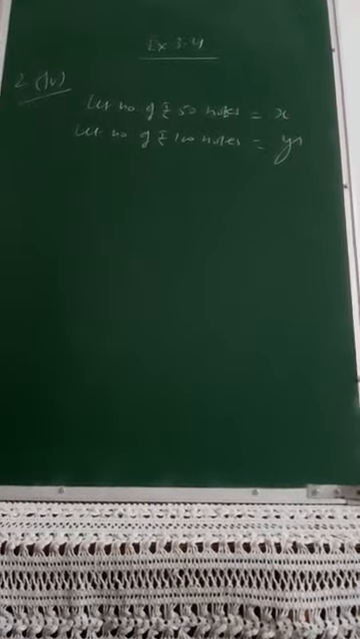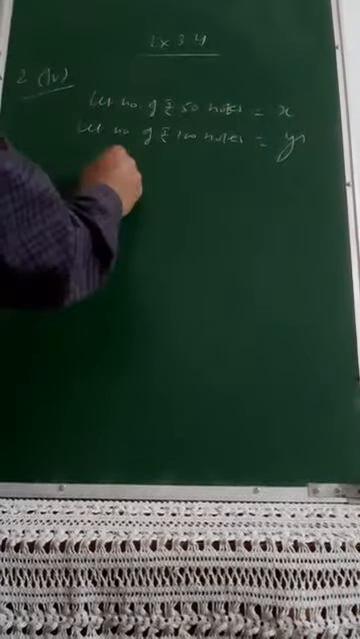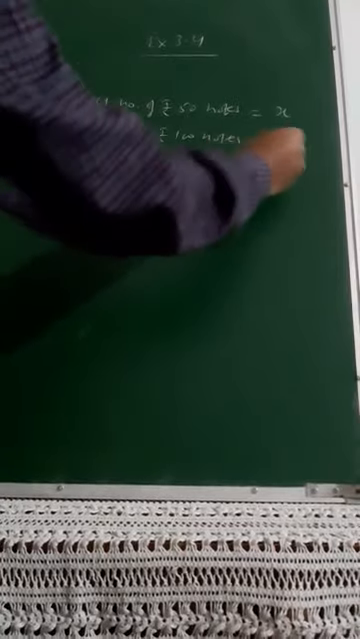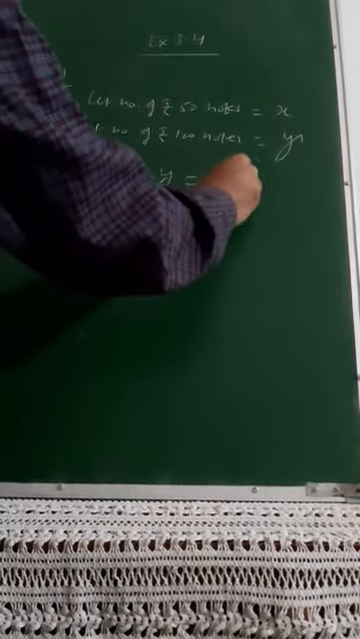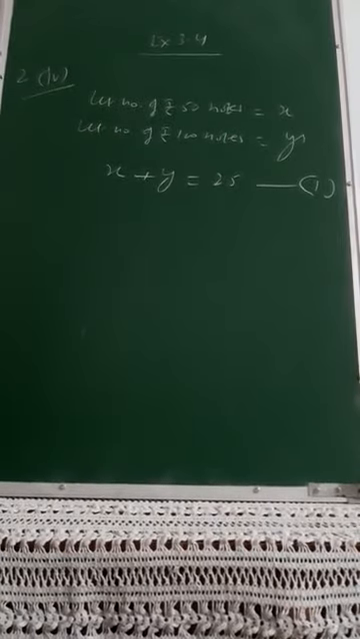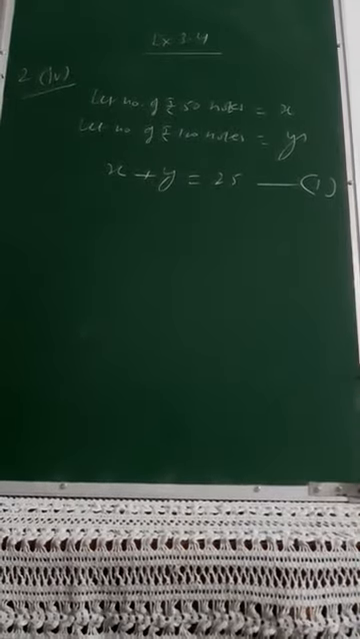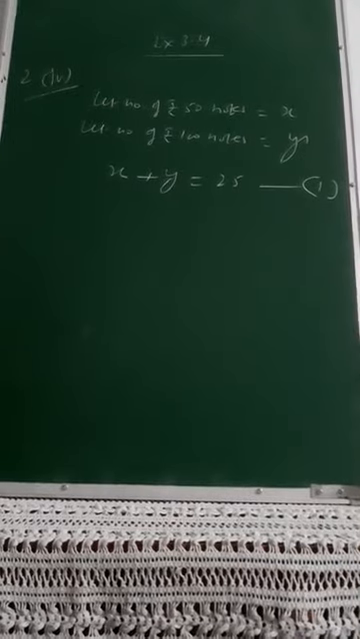Now in the third sentence, Meena got 25 notes in all. That means the number of rupees 50 notes X plus the number of rupees 100 notes Y, and this gives you straightaway equation number 1: X plus Y, the number of rupees 50 notes plus the number of rupees 100 notes, which I assumed to be X and Y, is equal to 25. So you can form your first equation from this information.